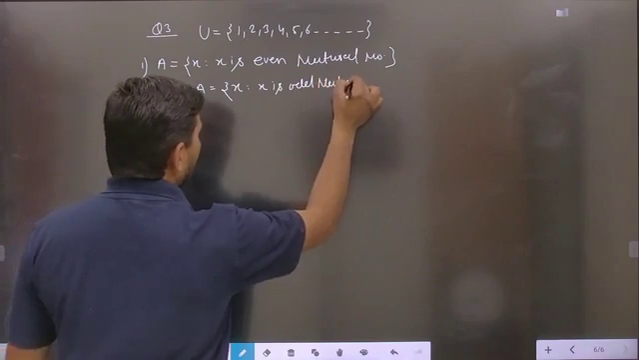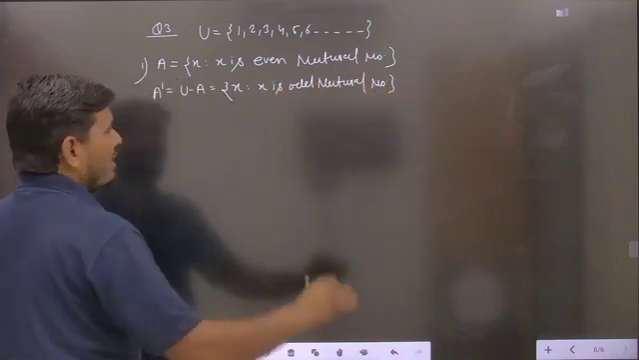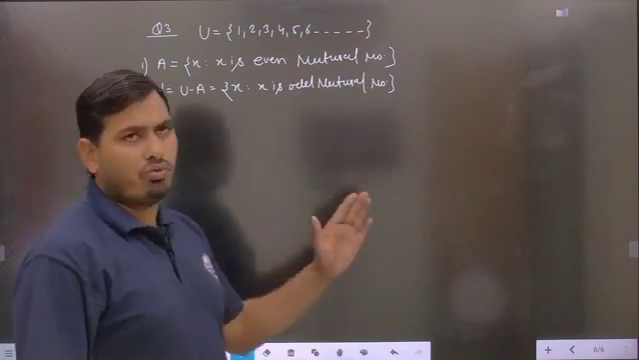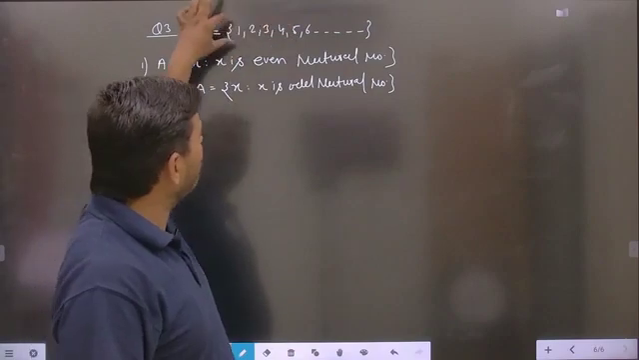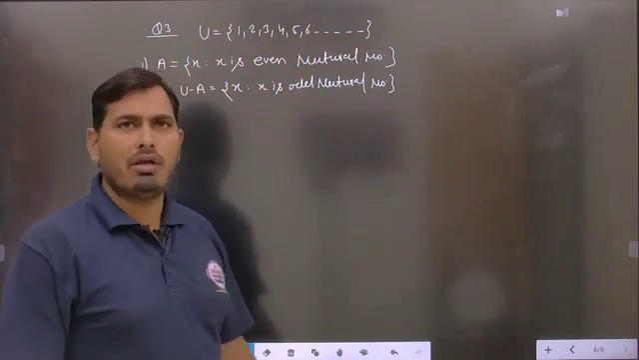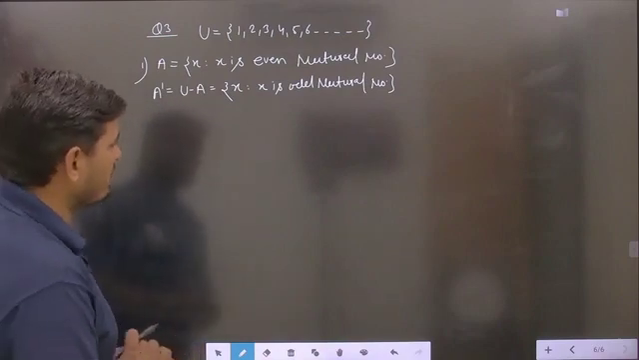X is an odd natural number. In this case you can see the elements of set A, and you will write the elements 2, 4, 6, 8 and dot dot dot. These even natural numbers are removed from the set of all natural numbers. Then definitely you will get the set of odd natural numbers.